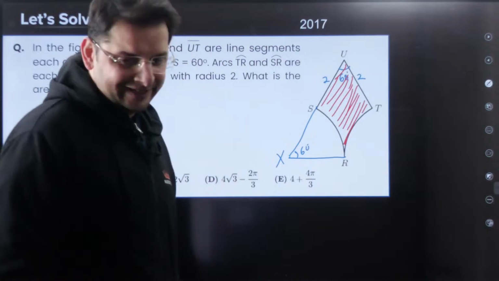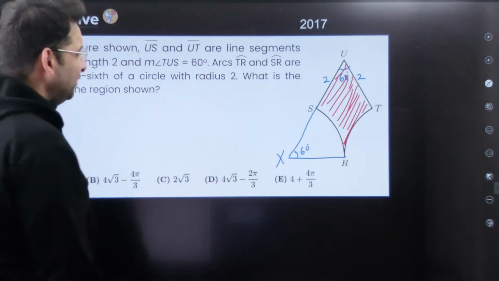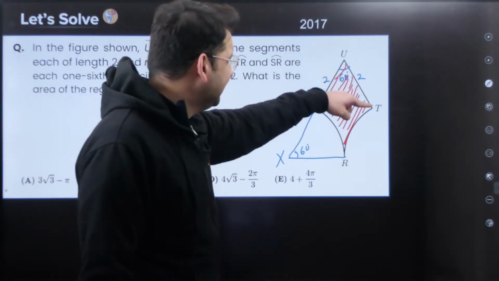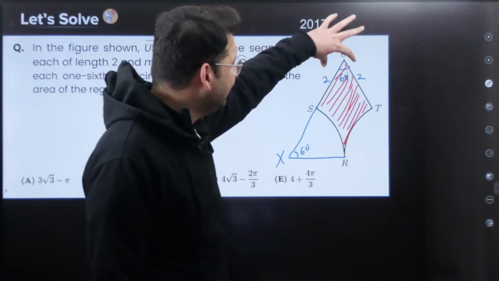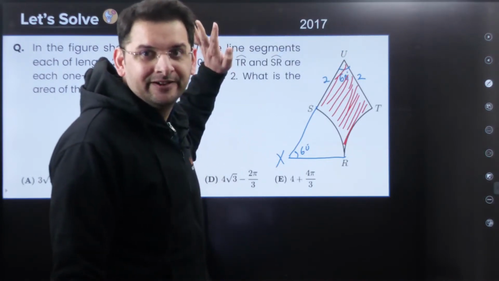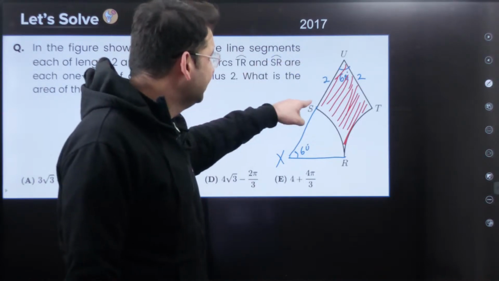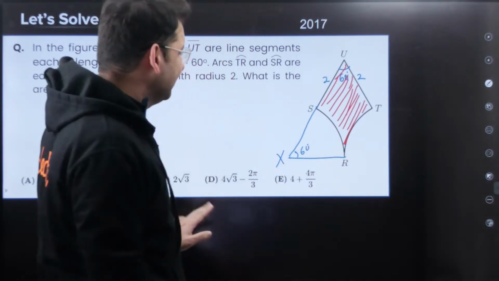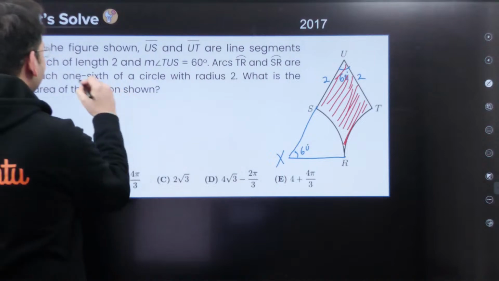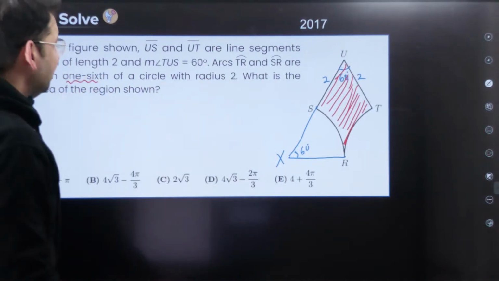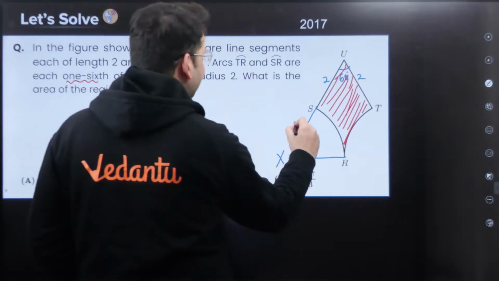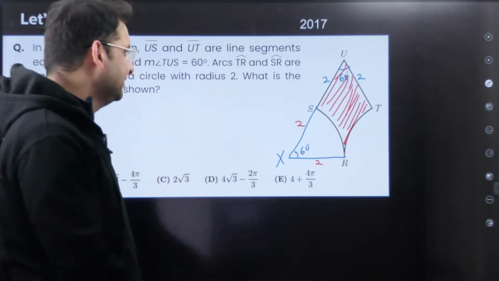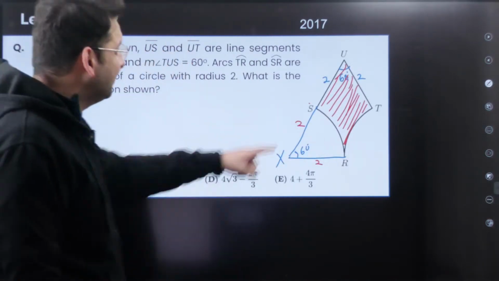Right, so what is going to be this area, guys? Try to find this out. Very interesting question, very amazing question. Let me reiterate it. SU and TU are straight lines of 2 units each. This is 60 degrees. This is an arc. The important part is that this arc subtends 60 degrees because it is given that it is 1/6 of a circle of radius 2. So this is 2 and this is also 2. 1/6 means 60/360 is 1/6, so it subtends 60 degrees at the center. Likewise this also subtends 60 degrees.